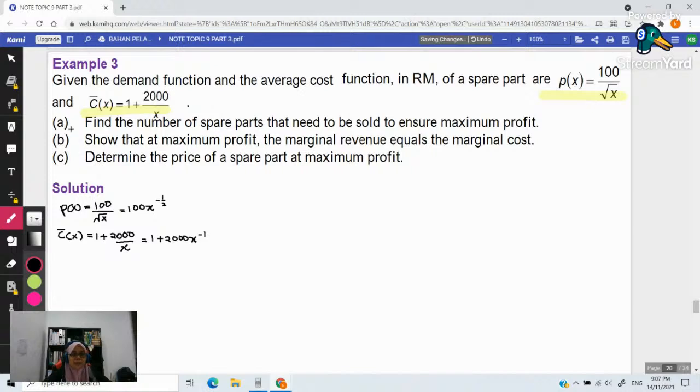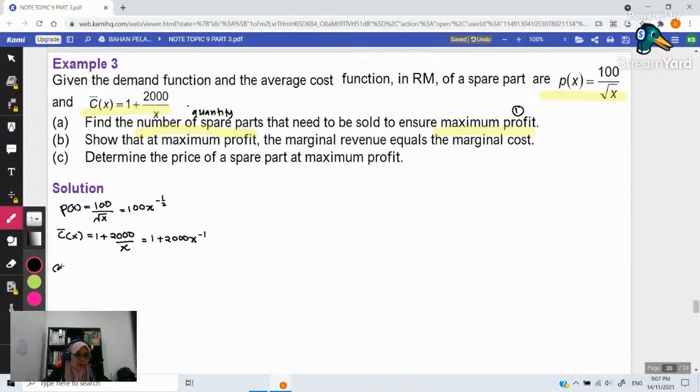Let's look again at question A. Find the number of spare parts. So the number of spare parts means we need to find the quantity. What is the condition to find the quantity? That it needs to be sold to ensure maximum profit. So, to answer this question, first we need to find the profit function.